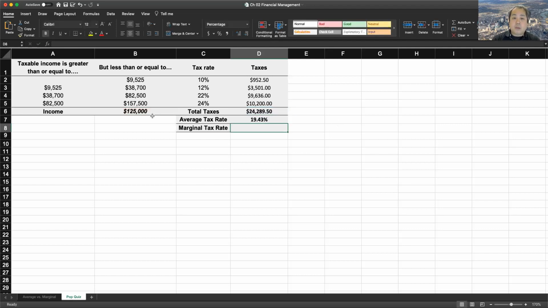The marginal tax rate is the tax rate applicable to the $125,001, right, which is 24%. So again, that's how to calculate the total taxes, average tax rate, and marginal tax rate. Okay, so this is the end of part one.